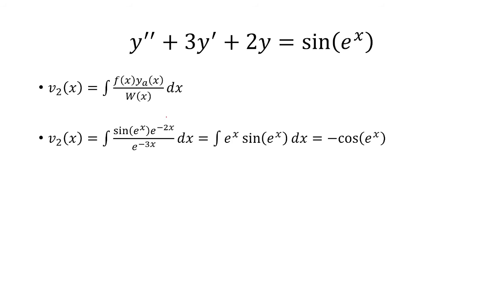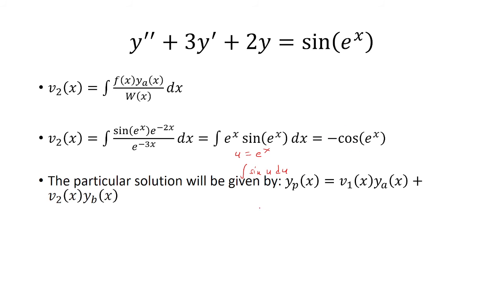Now let's find v_2. Same thing. e^(-2x) over e^(-3x) is e^x. Here we use a u substitution. u equals e^x. So you just have sine u du. And so you get negative cosine e^x as an integral.